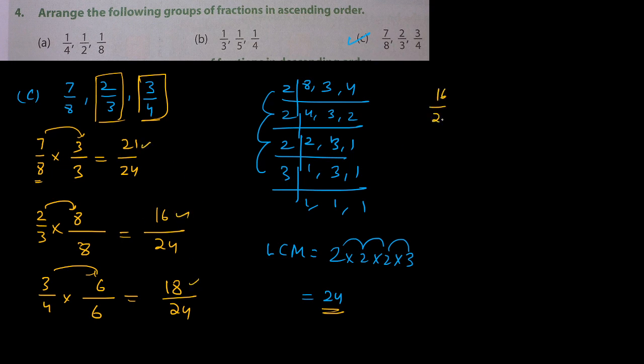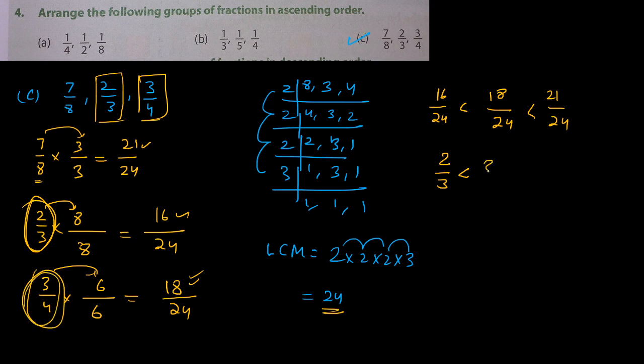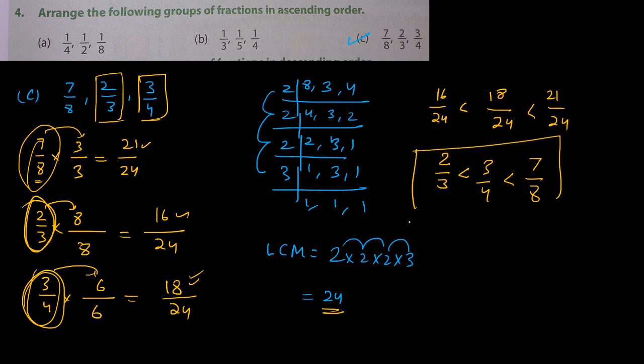So write 16 upon 24. Then write 18 upon 24. Then write 21 upon 24. Okay. So finally, this is not the answer. We have to write 16 upon 24 from which fraction? 2 upon 3. So write 2 upon 3 instead of 16 upon 24. Then 18 upon 24 we have got from 3 upon 4. Then write 7 upon 8. So this is the final answer. Okay. So we have arranged these given fractions in ascending order.